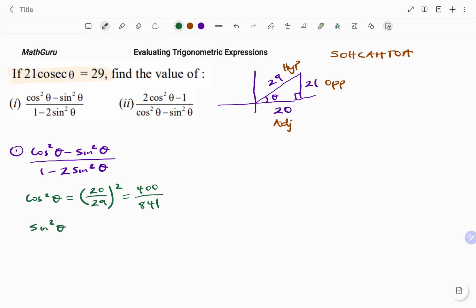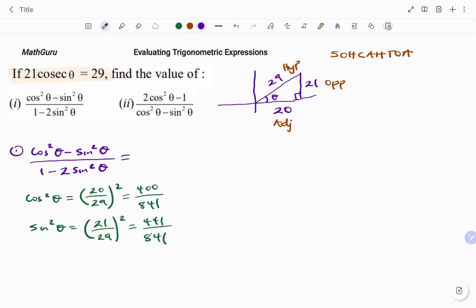I'm going to do the same for my sine squared. So I have sine squared theta equals, sine is opposite over hypotenuse. So my opposite in this case is 21 over hypotenuse, 29, all squared. And if I work that out, that's 441 divided by 841.